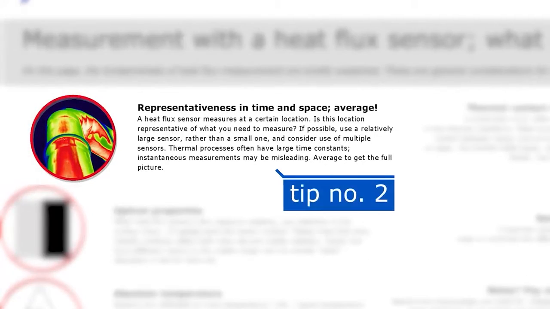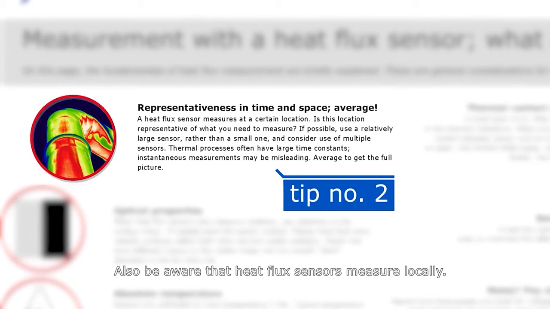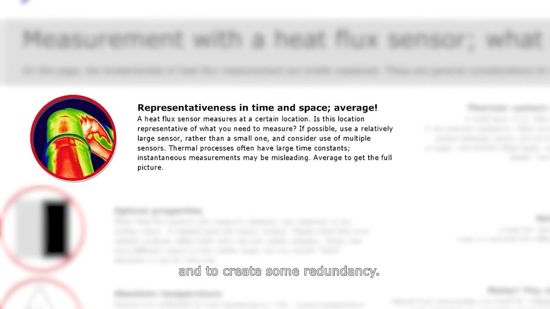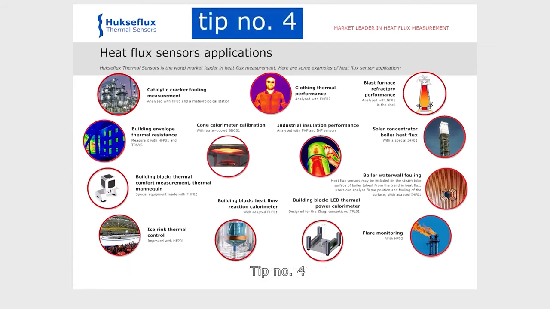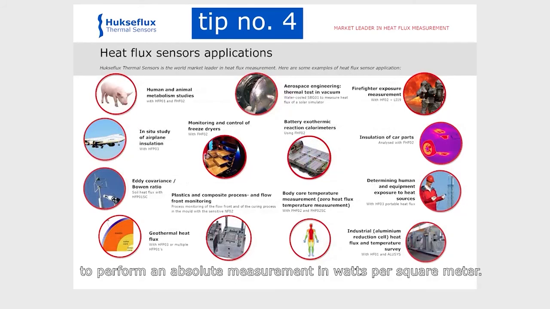Tip number 2. Also be aware that heat flux sensors measure locally. Most systems employ multiple sensors to get a better picture of the variability from one location to the other and to create some redundancy. Tip number 3. If radiation plays a role, make sure your sensor surface absorption matches that of the object it is mounted on. Tip number 4. In many applications, it is not necessary to perform an absolute measurement in watts per square meter. Consider monitoring trends relative to a reference point.